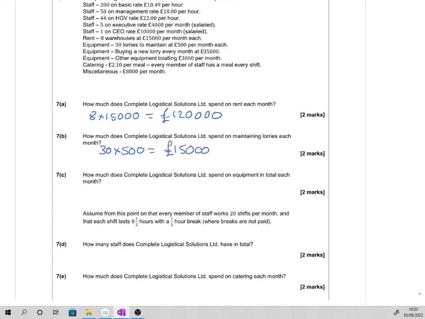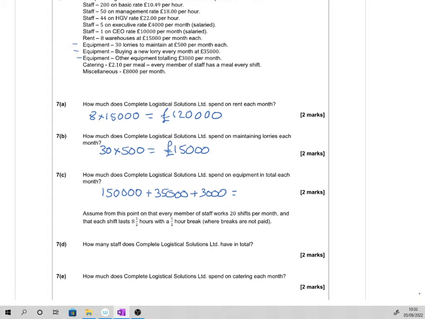How much does this company spend on equipment in total each month? So we will need to add these three. So we've got the lorries: 150,000 for the lorries. Then we need to buy another lorry of 35,000. That's a lot of money for a lorry, isn't it? Other equipment plus another 3,000. Right, add all that up.